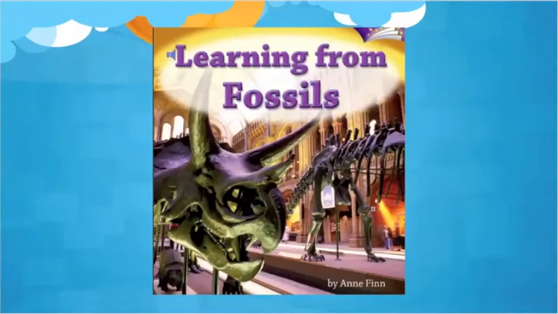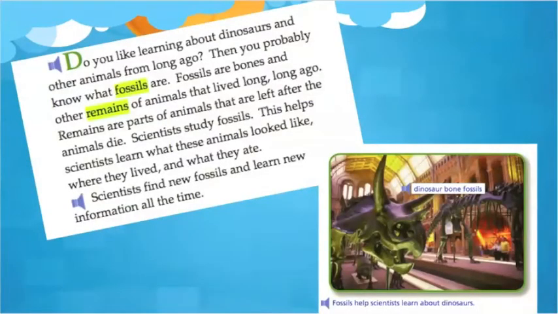Okay, here we go. This book is called Learning from Fossils by Anne Finn. Do you like learning about dinosaurs and other animals from long ago? Then you probably know what fossils are. Fossils are bones and other remains of animals that lived long, long ago. Remains are parts of animals that are left after the animals die. Scientists study fossils. This helps scientists learn what these animals looked like, where they lived, and what they ate. Scientists find new fossils and learn information all the time.